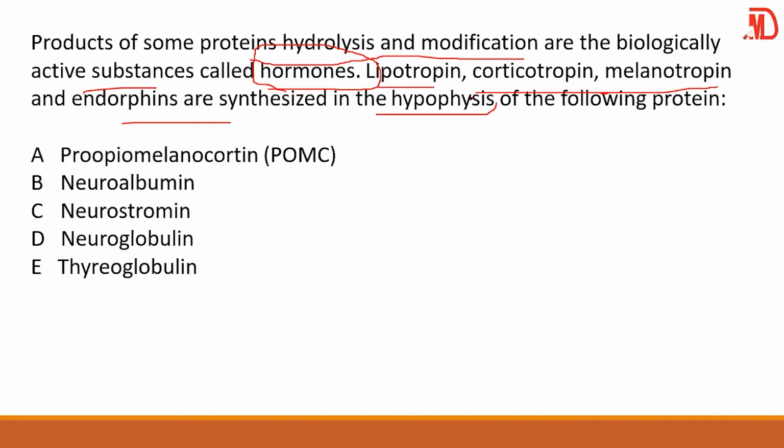And your answer is POMC. You are thinking of POMC, because POMC releases all these melanocytes, corticotropins, lipotropins, and so on and so forth. All these, including ACTH, are produced by the POMC in the pituitary gland, or the hypophysis. So your answer is A.